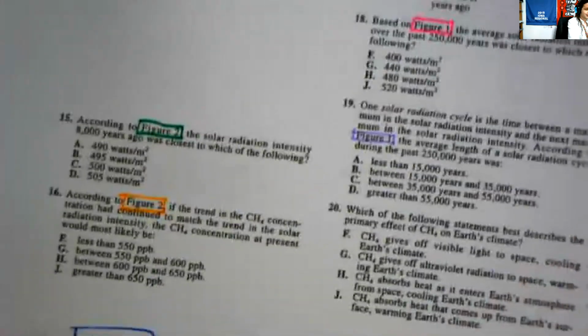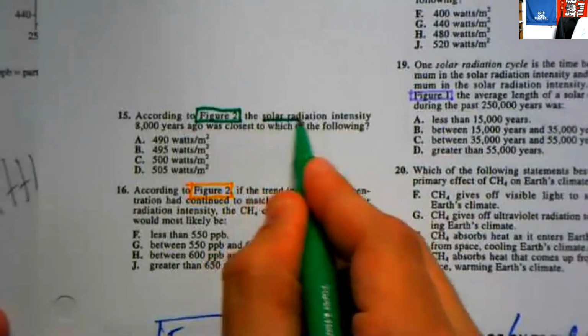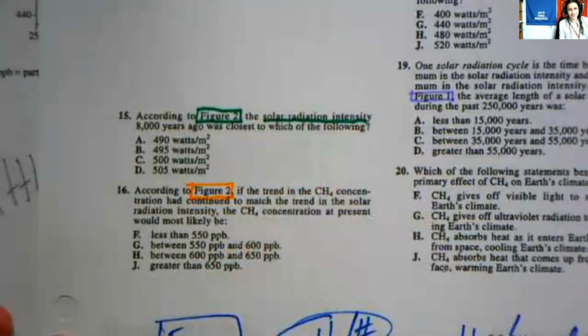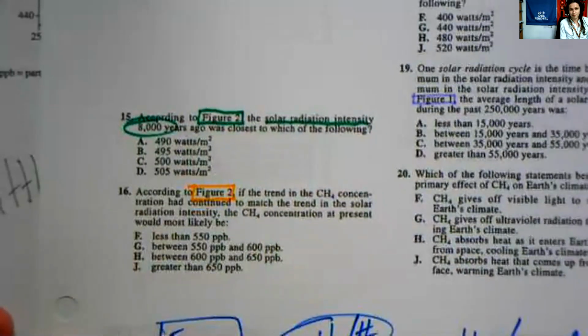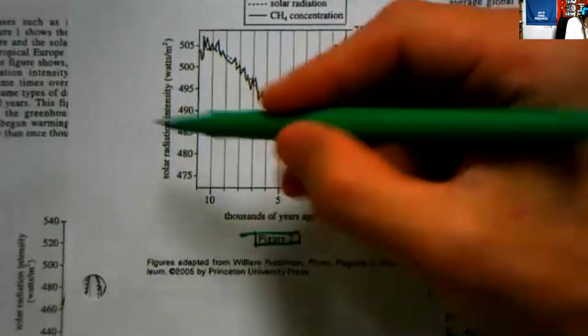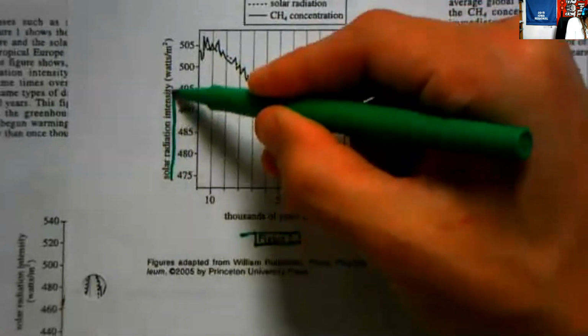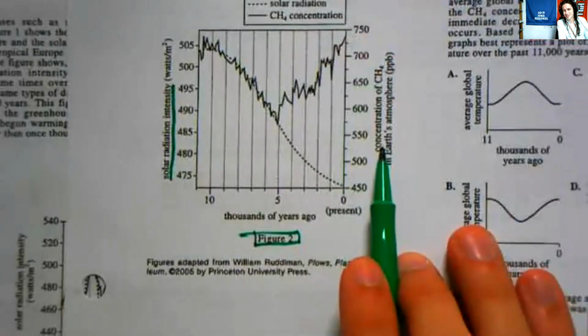Number 15, according to figure 2. Okay, great. The solar radiation intensity. Do I know what that is? No, but I'm going to underline the words solar radiation intensity because that seems like the variable. And then I'm going to see 8,000 years ago. What am I going to do? I'm going to go to figure 2. I'm going to look at solar radiation intensity. It's right here. Look at that. It's on the left axis. Look at the other side. Concentration of CH4. They're trying to trick you.